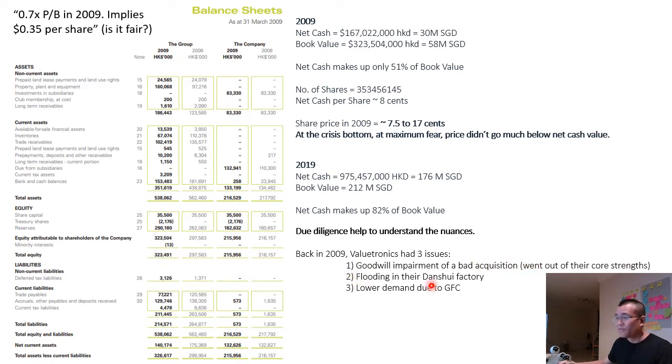And then they had flooding in their factory. So they actually had flooding. And then on top of that, they had the lower demand because of the GFC itself. But today, it's a bit different, right? Today, we have a crisis environment in terms of lower demand and short-term supply chain issues. But this is just one issue and not three. So when you look at these two together, you go, oh wait, the situation is not quite different, right?